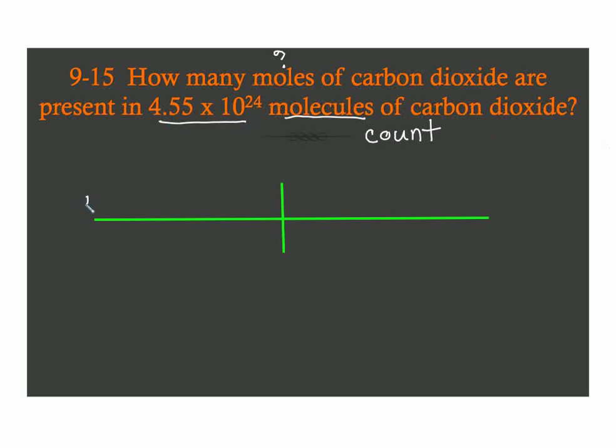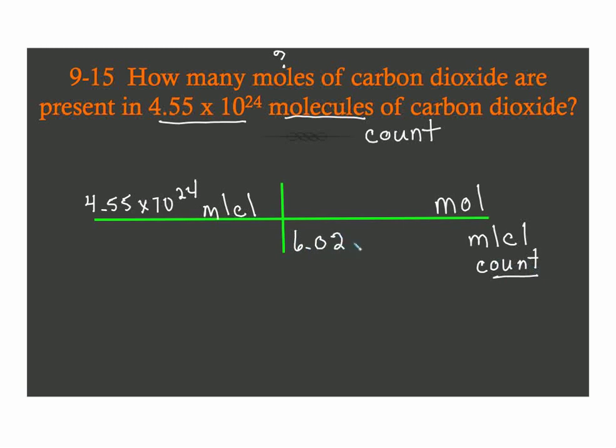So, we start with our given, 4.55 times 10 to the 24th molecules, because carbon dioxide is covalent. Molecules are in the numerator. I want to eliminate them, so I'll put them in the denominator, and I want to go to moles. Now remember, find the counting unit. That's where count Avogadro's number will go. 10 to the 23rd is a count of molecules for 1 mole. And to 3 sig figs, that should be 7.56 moles.